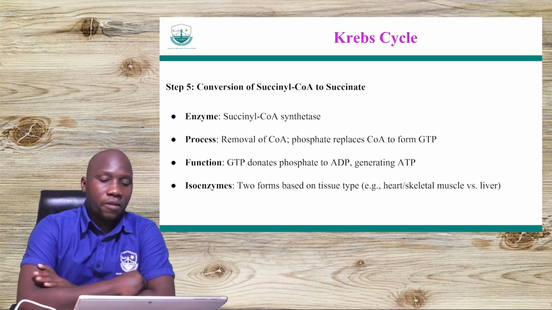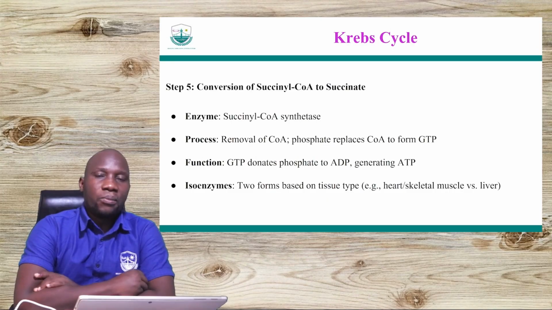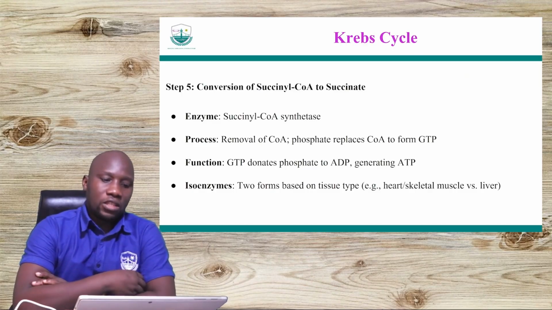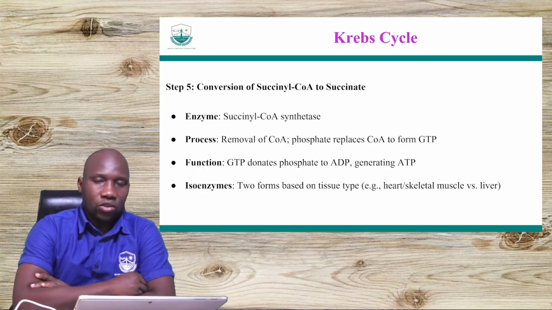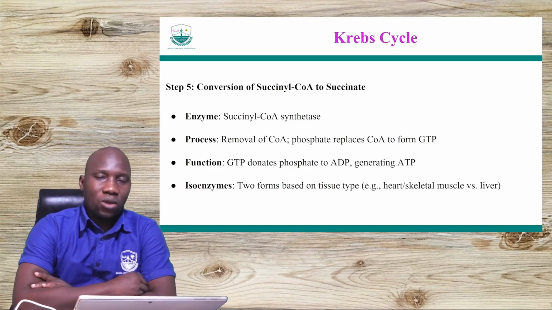So step number 5 involves the conversion of succinyl CoA to succinate, and this requires an enzyme called succinyl CoA synthetase. That means that you're removing the CoA, and then you have the phosphate replacing it, and that results in the formation of GTP. That GTP donates its phosphate to ADP, eventually forming ATP. So this is where we are now seeing that ATP is being synthesized.